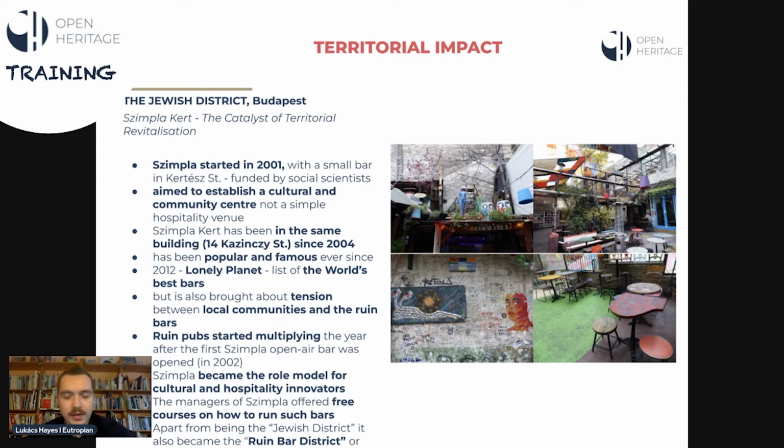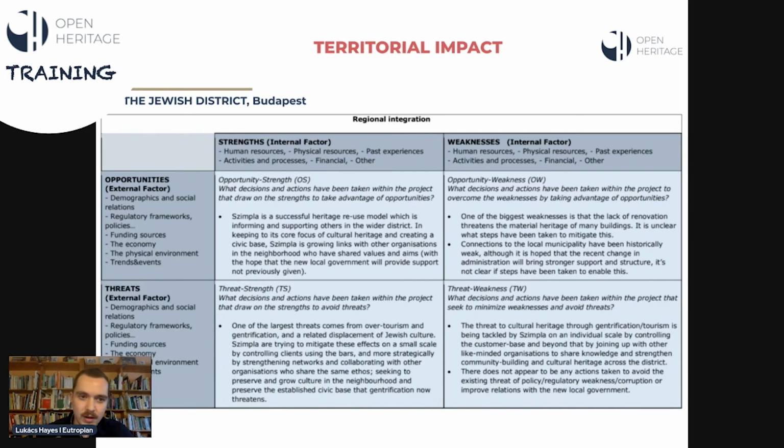to the district becoming known for other things as well. For example, being the number one Jewish heritage site in Budapest, but also becoming this ruin bar district in the area, with all its positive economic and social impacts, but also with some of the negative effects that I also talked about earlier.